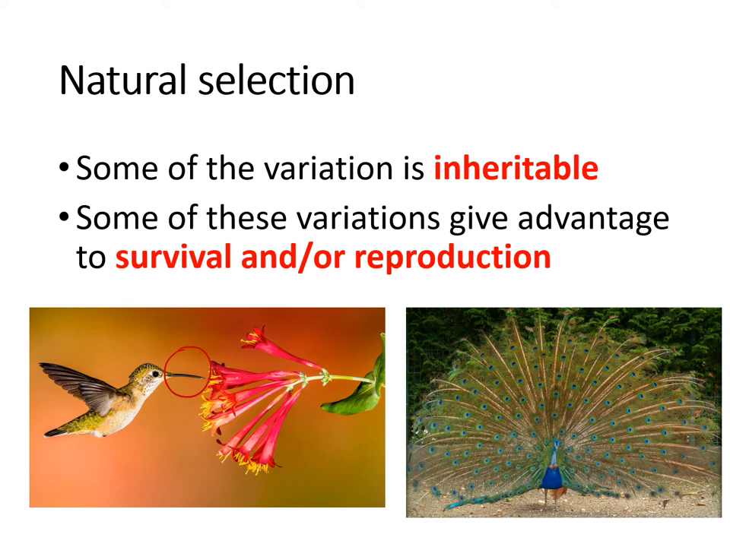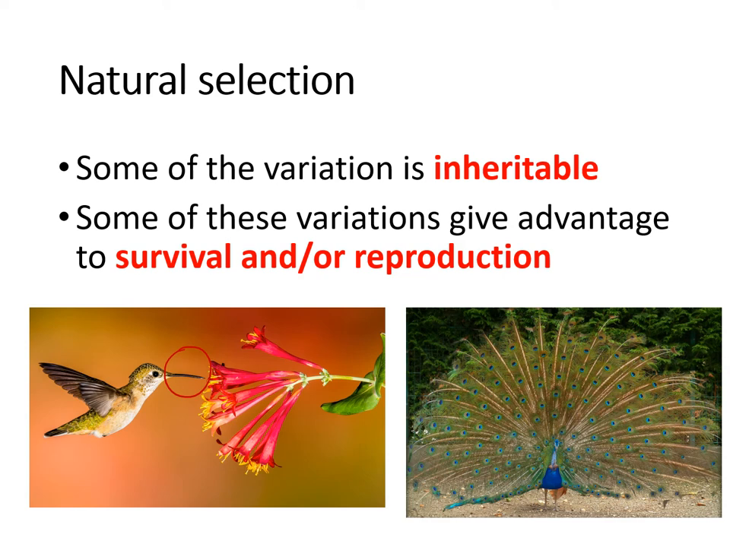The tail of a peacock, which is actually called the train of the peacock, comes in different sizes, and the train is on the male and is used to attract a mate. Scientists have found that the longer the train on the male peacock, the easier it is for them to attract a mate. So by having a longer train, there is a reproductive advantage.